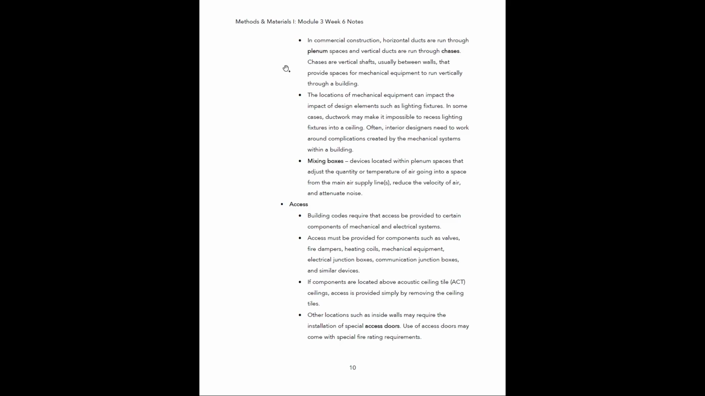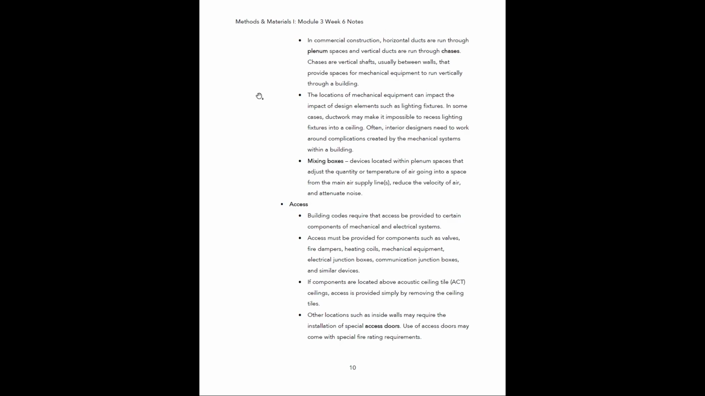In commercial construction, horizontal ducts are run through plenum spaces, and vertical ducts are run through chases. Chases are vertical shafts, usually between walls, that provide spaces for mechanical equipment to run vertically through a building. When you hear the term chase, a good way to think about this is like a chimney that pipes and equipment are running through. It's just an open space that runs all the way through the levels of a building.